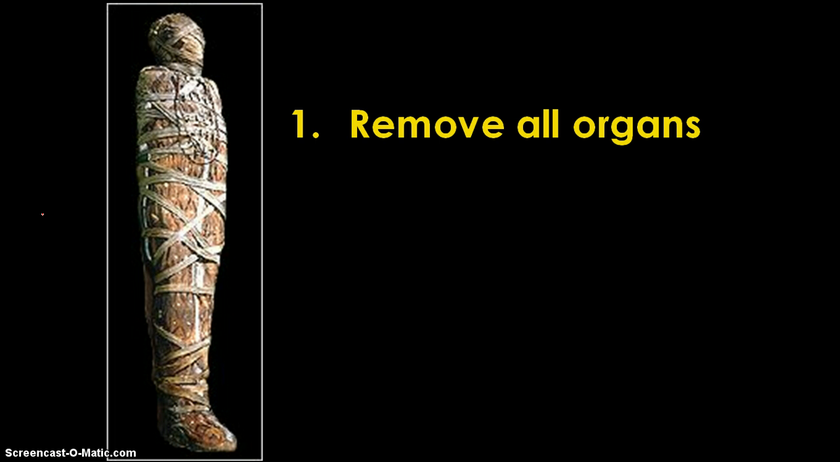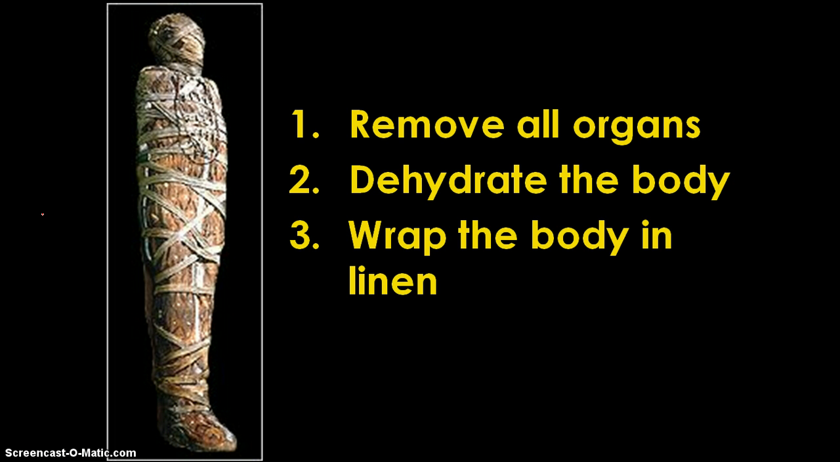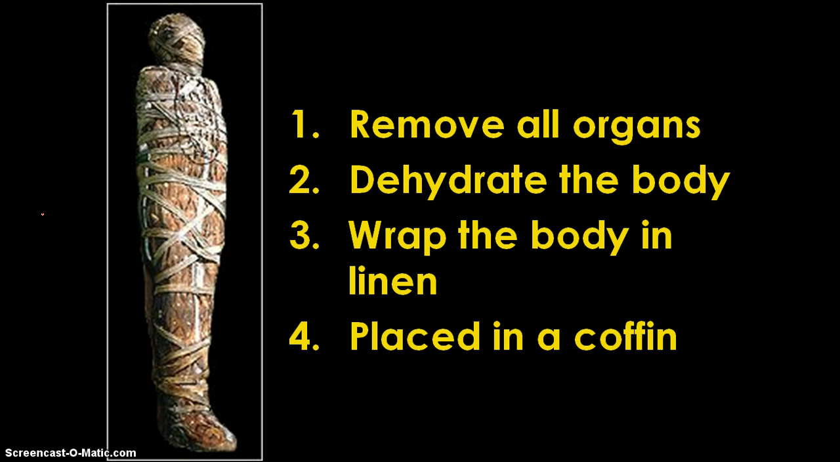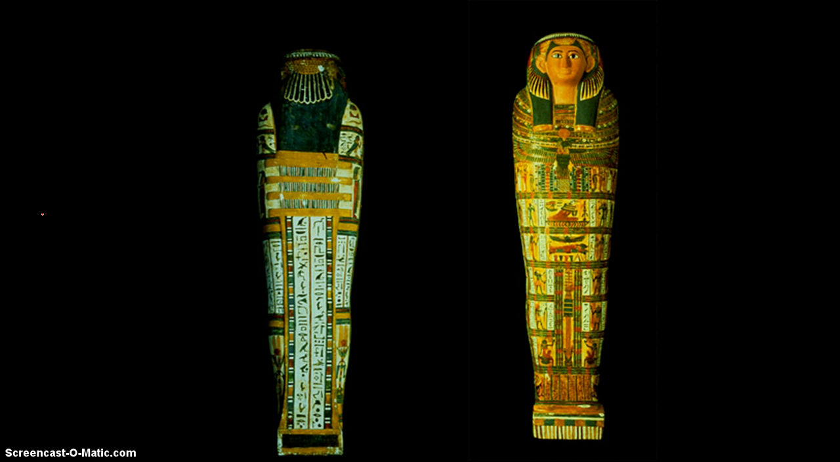All right, here's a cool picture of a mummy. I have some more that we'll show you when we come back together as a group that I saw this summer. All right, so they would remove all the organs, dehydrate the body, and wrap the body in linen, placed in a coffin that would look like this. All right, and it was important to preserve the body because the Egyptians believed that they were taking that body with them to the afterlife. Right, they would also have maybe food or gold and those kinds of things with them as well.